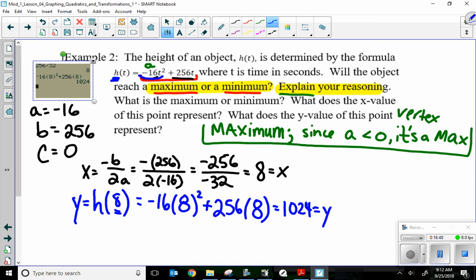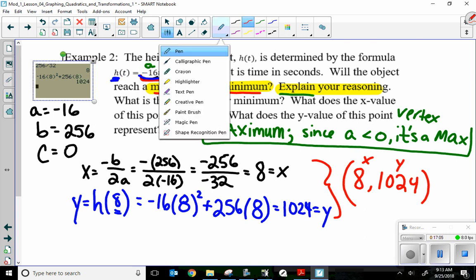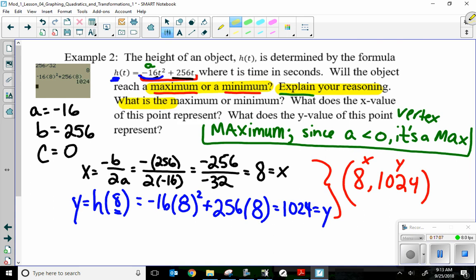Okay, so my vertex is my x value followed by my y value, right? Again, they want our vertex, so we got to give them a coordinate. Now, what does that mean? We have now answered what is the max or the min. So the only thing we have left to do is interpret this. What does the x value of this point represent? And what does the y value of this point represent? So what do these mean?